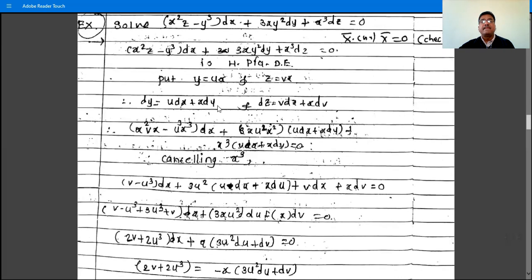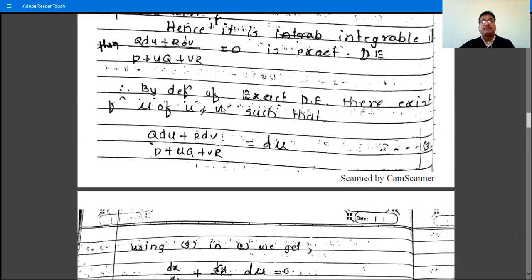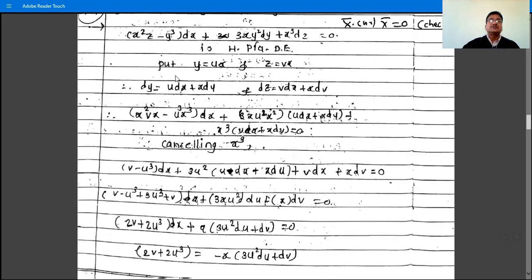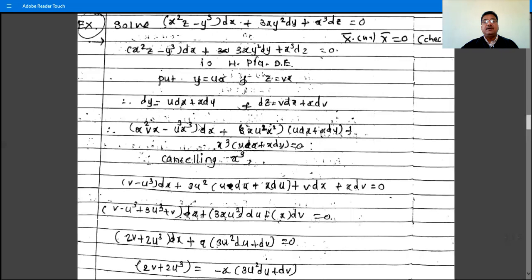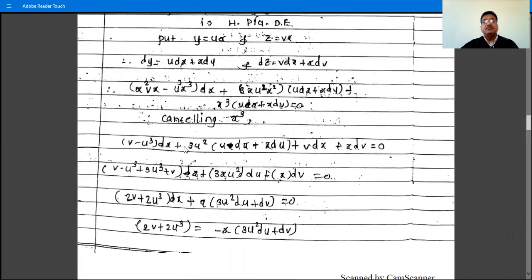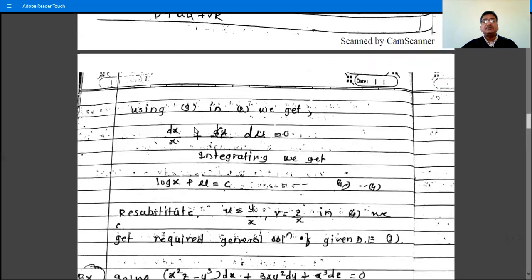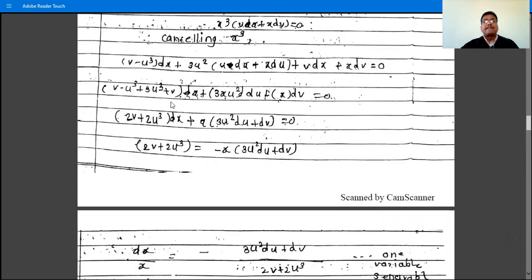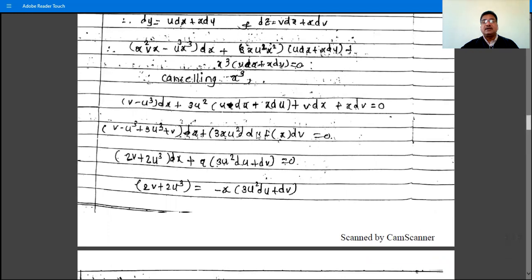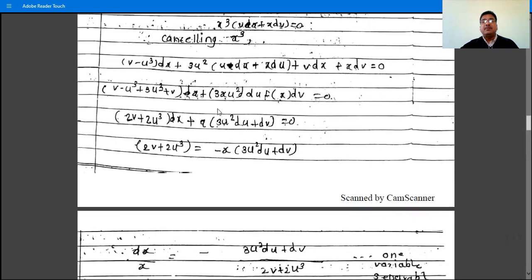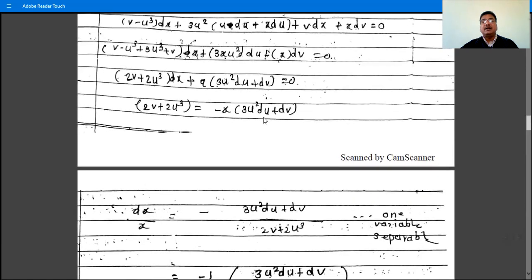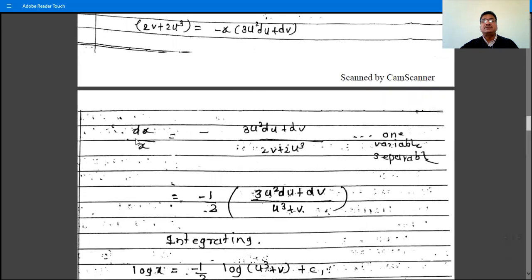Then what is the procedure? Follow this method, that put y is equal to ux and z is equal to vx. Then dy is u dx plus x du, dz is v dx plus x dv. So we have this, after cancelling x cube, we have this, and so the same procedure, that collect the coefficient of dx, collect the coefficient of du, collect the coefficient of dv, and then take x as common from these two functions, and then shift this term to RHS, and then shift the x to LHS. dx by x is equal to, we have this form.